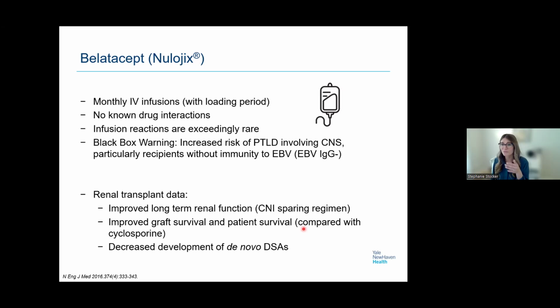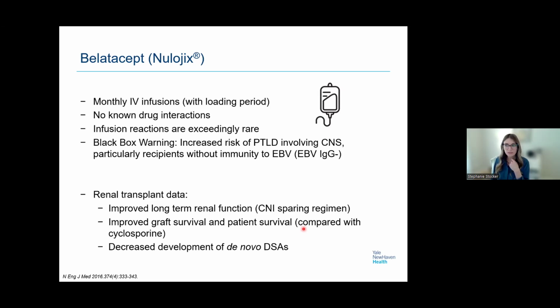Infusion reactions are really rare. So a lot of really good things about it, but it does come with a black box warning for increased risk of PTLD, especially PTLD involving the CNS in patients who are EBV negative, so without any known immunity to EBV. So you really only use this in your EBV positive recipients.